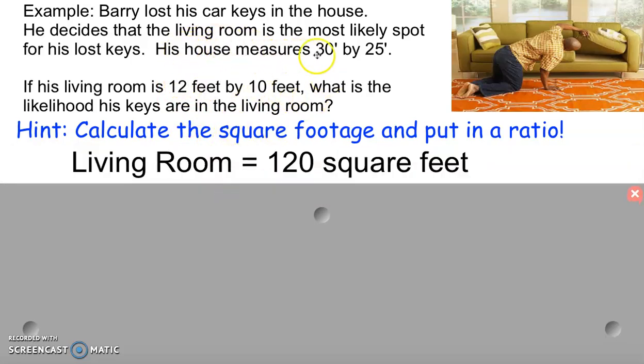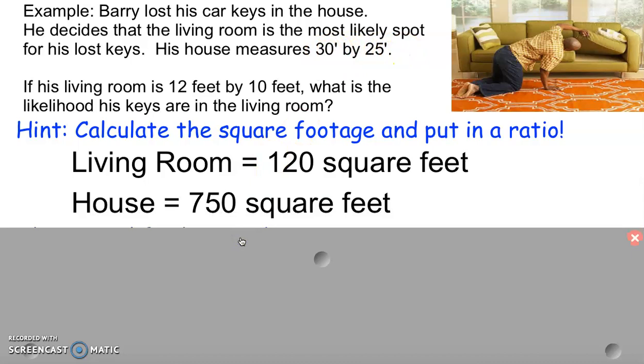Now I'm going to take his house. His house is 30 feet by 25, and calculate that. 30 times 25 is 750 square feet. And then the probability is just going to be the living room over the house, because our favorable outcome is it's in the living room. The total outcomes is it being in the entire house.